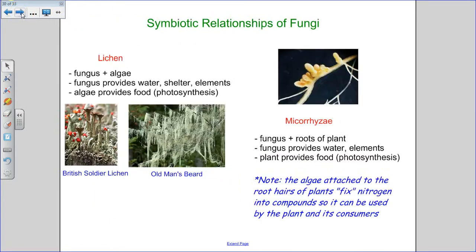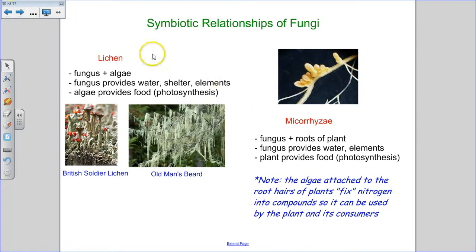And that brings us to some special relationships for fungi. Symbiotic relationships are a type where both the host and the organism living on it are benefiting. So it's a win-win kind of situation. The two main kinds that I'll expect you to know about are the lichen, and the lichen is basically made up of a fungus and an algae. The fungus provides water, shelter, and elements, whereas the algae is able to undergo photosynthesis, so it provides the food.